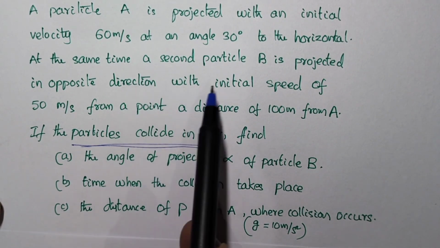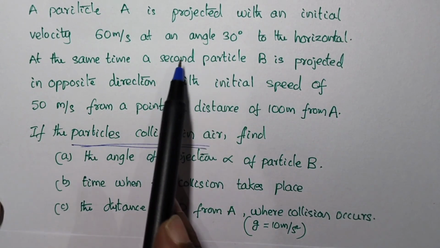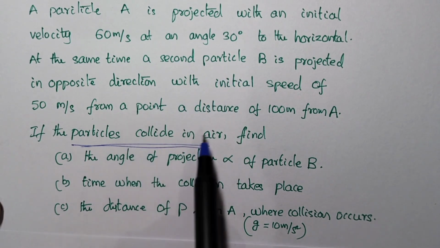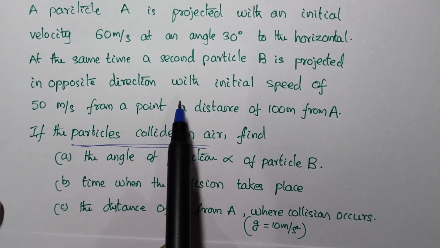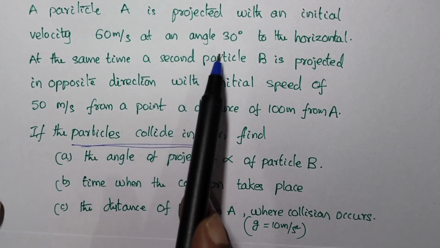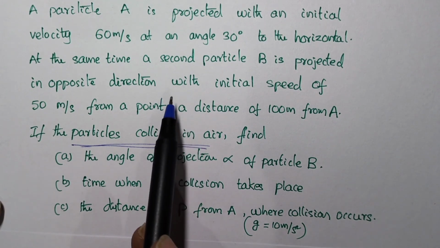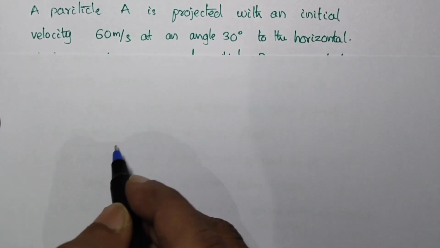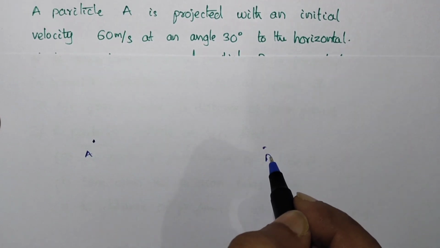So in this problem, if you clearly observe, two particles are projected from two different points. So this problem entirely depends upon the relative motion between the two projectiles. Here two projectiles are there. So first of all, let us draw the diagram for the two projectiles. Let us take some point A here and some point B here.